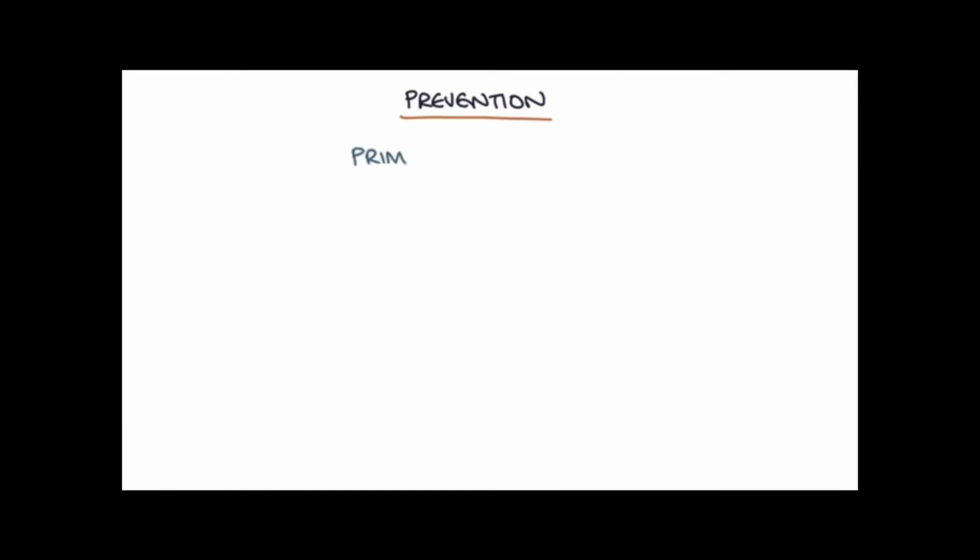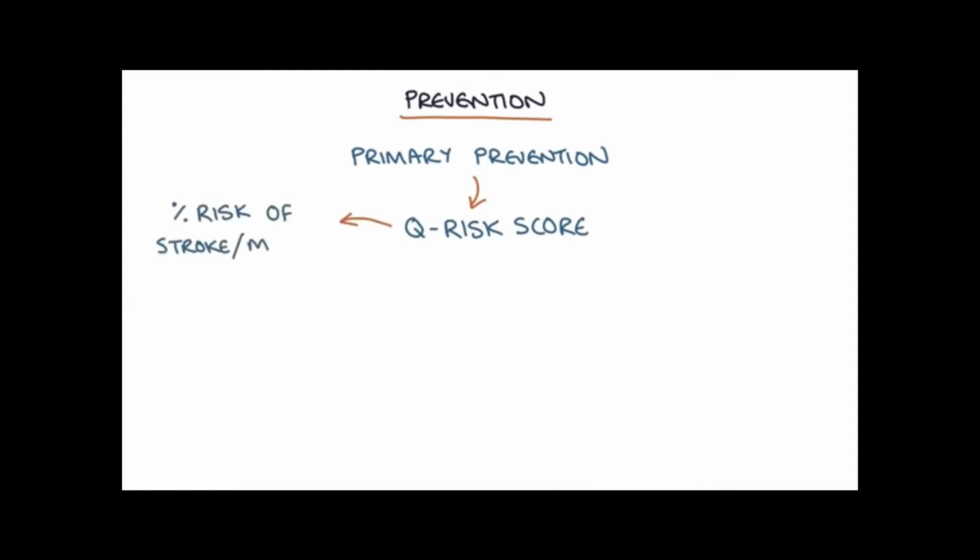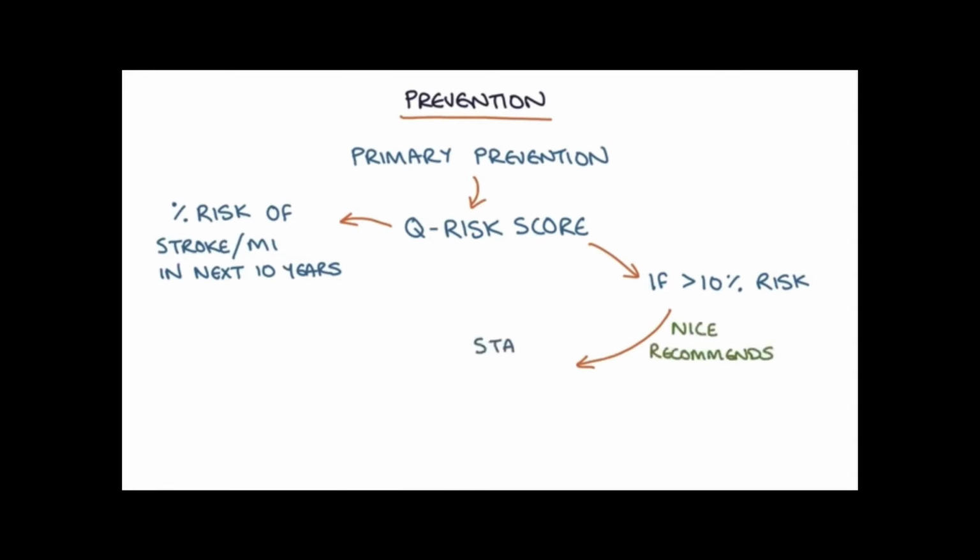Then you want to look at primary prevention of cardiovascular disease. And the way we do this in general practice is we perform something called a Q risk score, and at the moment we're on a Q risk 3 score. And this calculates the percentage risk that the patient will have a stroke or an MI in the next 10 years. If they have more than a 10% risk of developing a stroke or a heart attack over the next 10 years, i.e. their Q risk 3 score is above 10%, then NICE recommends that you should start a statin.